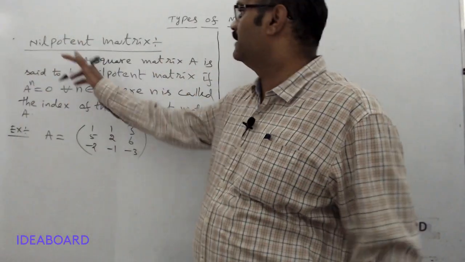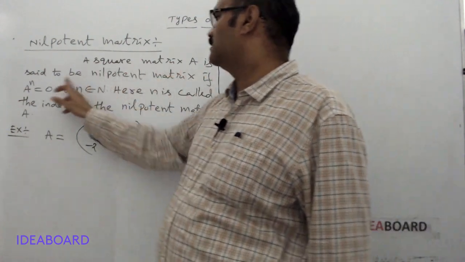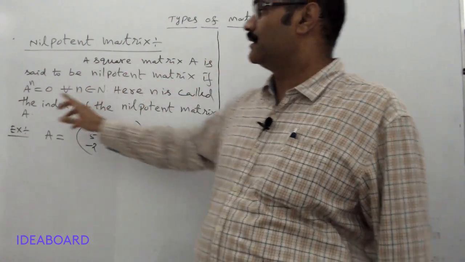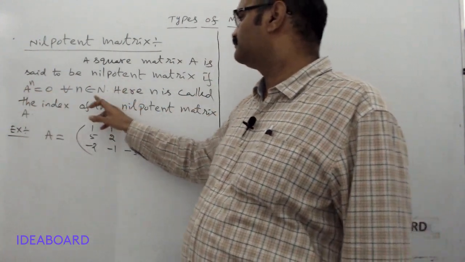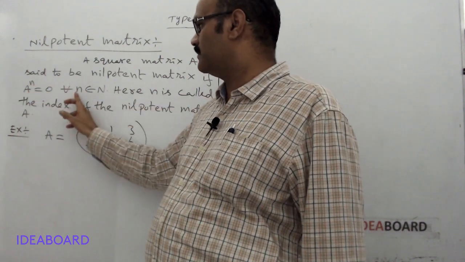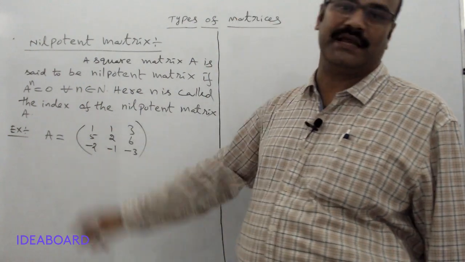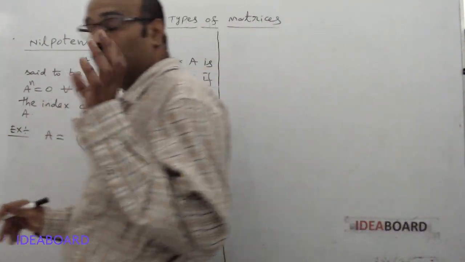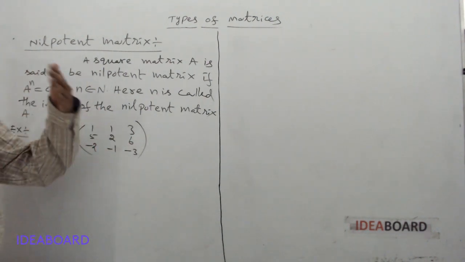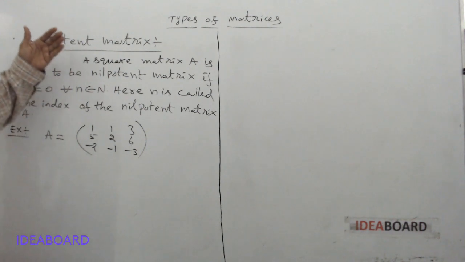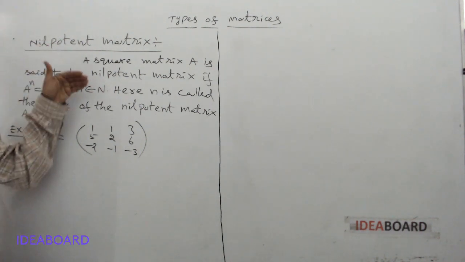Next definition is nilpotent matrix. A square matrix A is said to be nilpotent if A power n equals the null matrix. Here n should be a positive integer, n belonging to the natural numbers. Here n is called the index of the nilpotent matrix A. So whenever you want to define a nilpotent matrix, you need to multiply 2 times, 3 times. Then if you get a null matrix, we say that it is a nilpotent matrix.